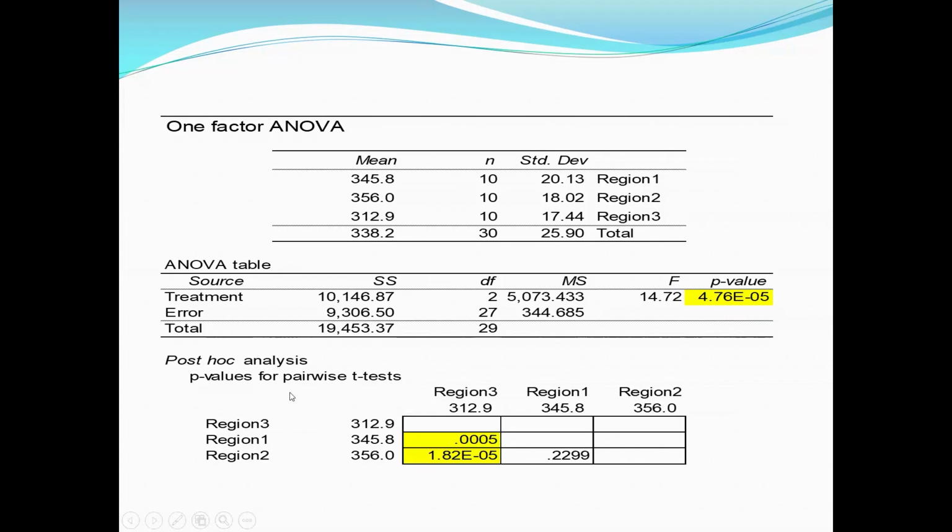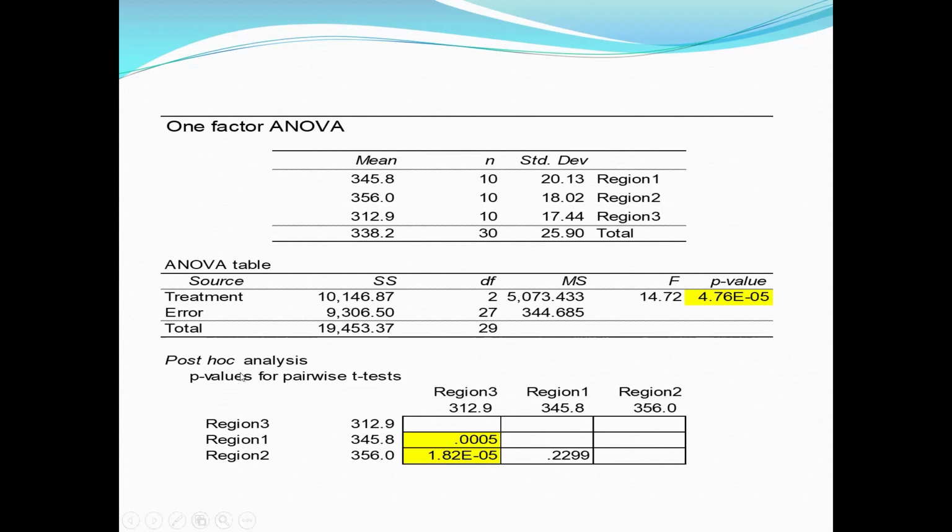See, p-values for pairwise t-test is given. For 2 values, we use a t-test. So in post hoc analysis, we are calculating the p-values for pairwise t-tests.